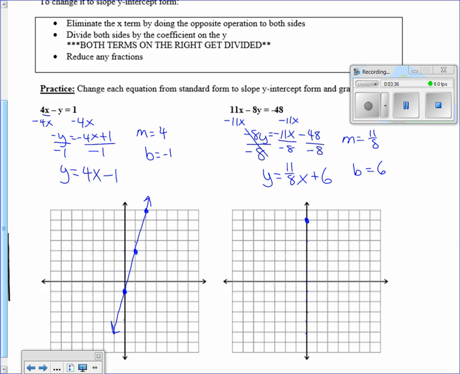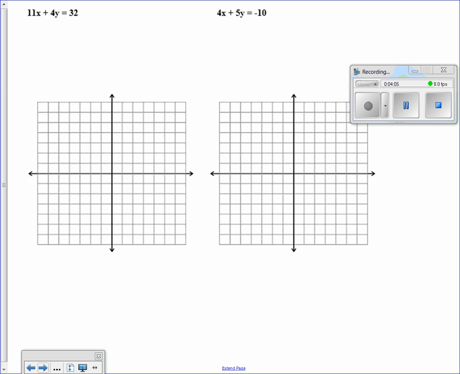Now, I have a positive slope. So to make a positive slope line, I have to move to the right. 1, 2, 3, 4, 5, 6, 7, so 8 would be at. Okay. Got a ruler, and there's my line. All right, let's go to the next page.